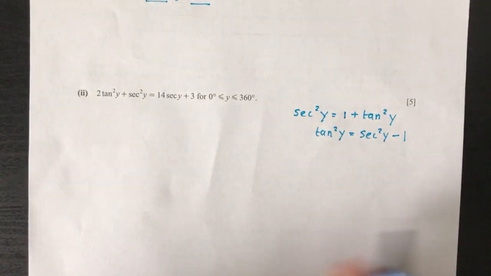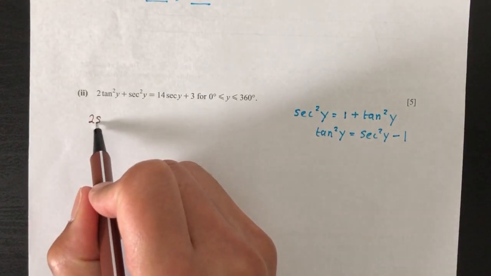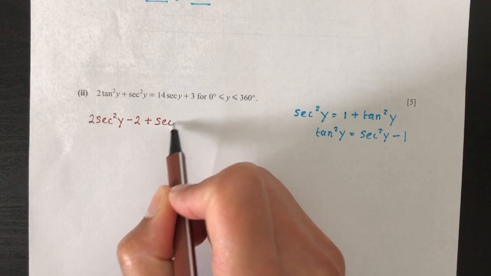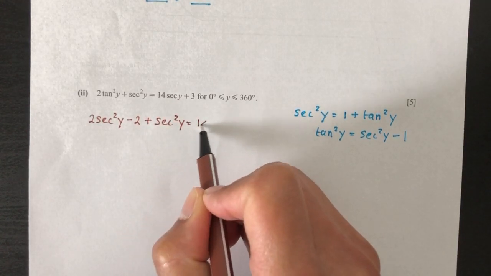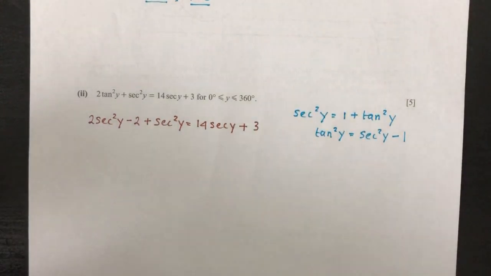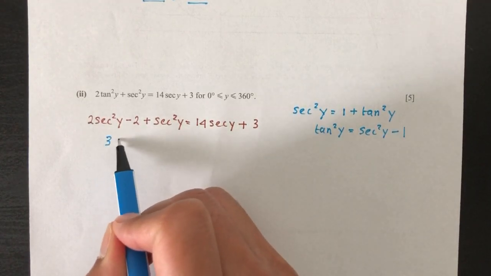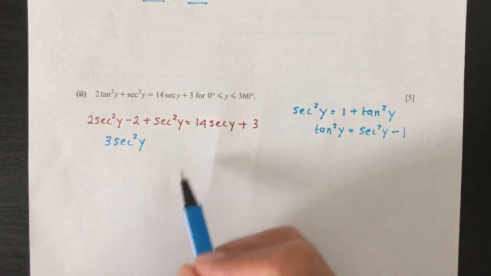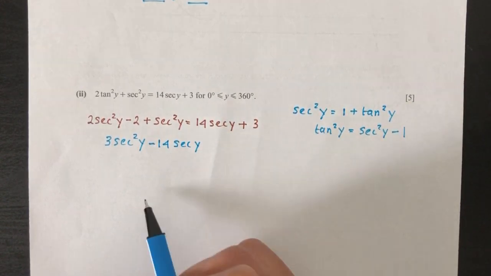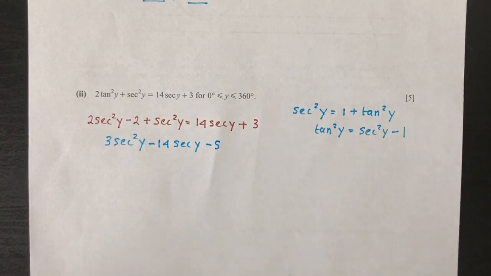Now replace, let's see what you have. You will have 2 times this, so 2 sec square y minus 2 plus sec square y equal to 14 sec y plus 3. Now let's simplify. We have this plus this, that will be 3 sec square y. We send this one over here, that will be minus 14 sec y, minus 2 minus 3, minus 5, equal to 0.